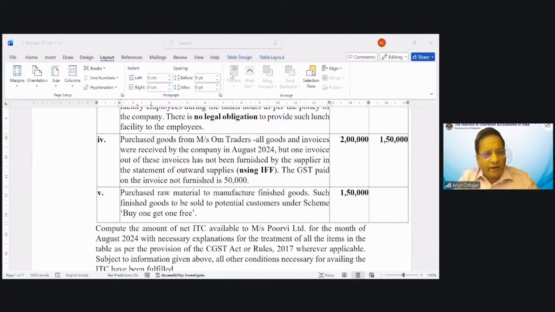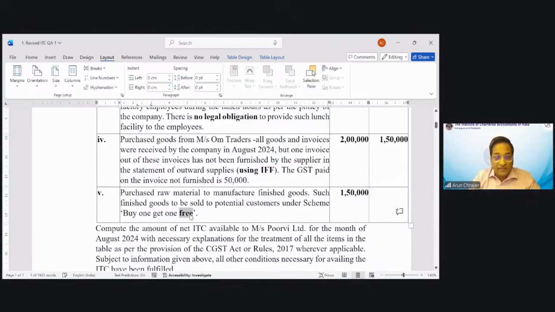Oh, why will you get the entire ITC? It is free. It is free. Don't form a different opinion by seeing the word free. Okay. Right answer by Bala Murugan. Right answer by Navneet.